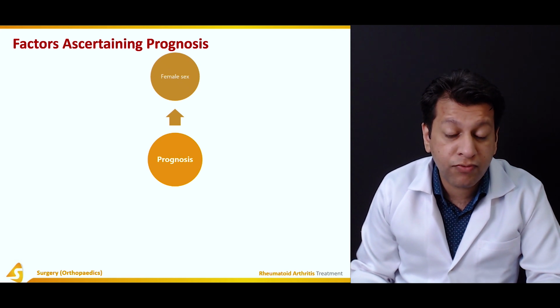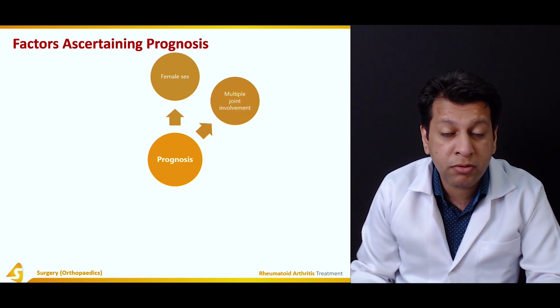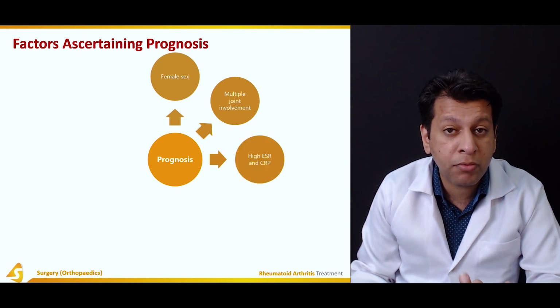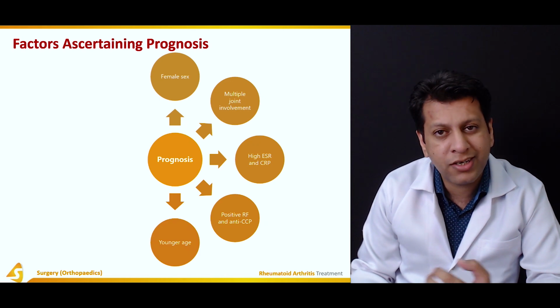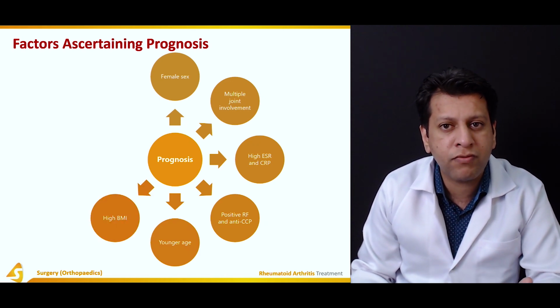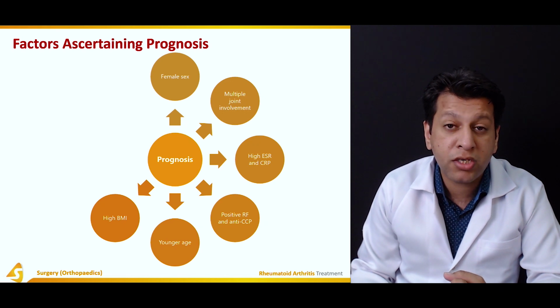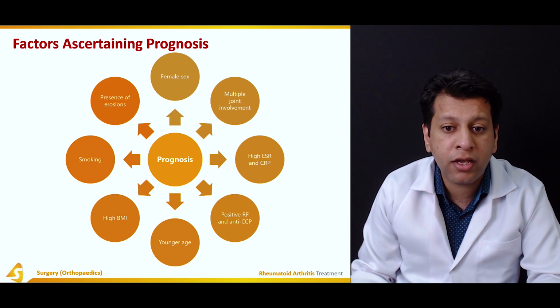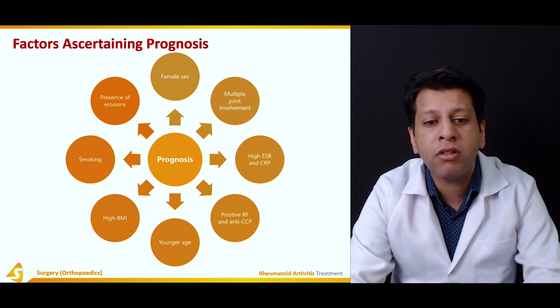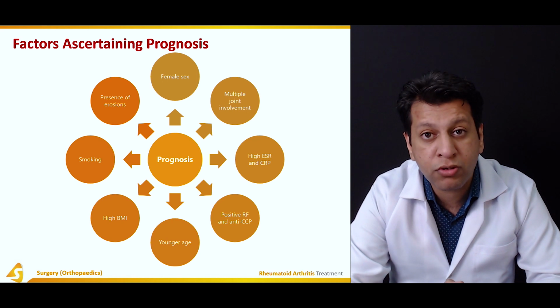If a patient is female, there are multiple joints involved at the time of presentation. There is a high ESR and CRP, that is, the patient is in an active phase of disease. There is positive RF and anti-CCP. A younger age of presentation, let's say 30s or 40s or before 30. The patient is obese with a high BMI. There is a history of smoking as well, and there is presence of articular erosions in the joints on X-ray. These are all the factors which lead to poor prognosis.